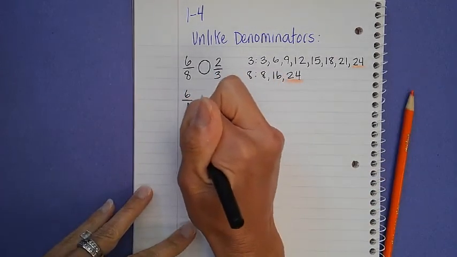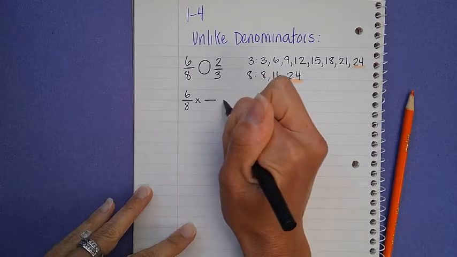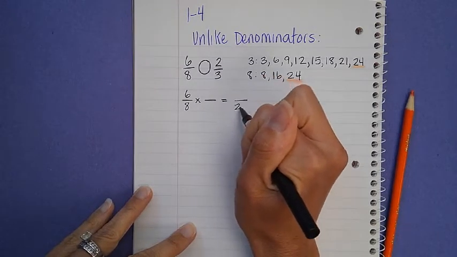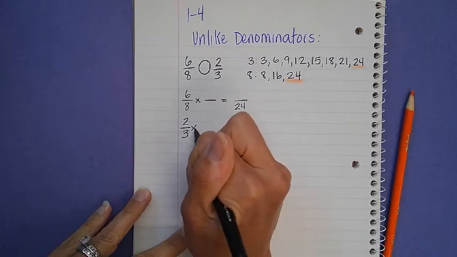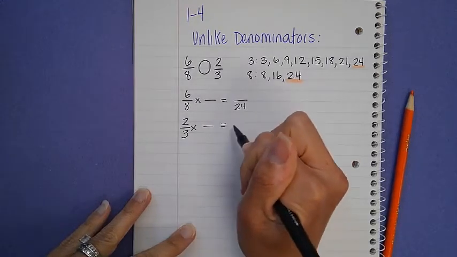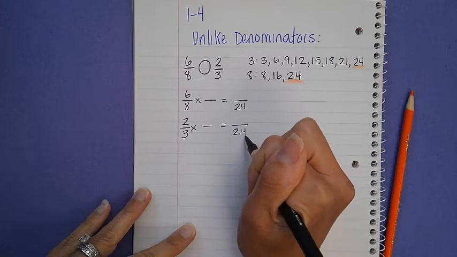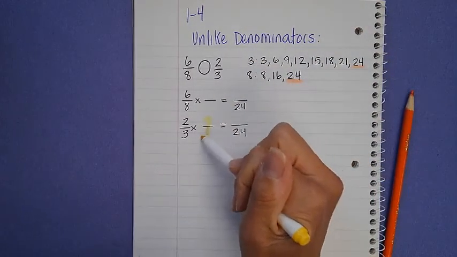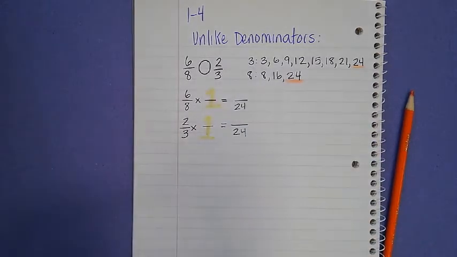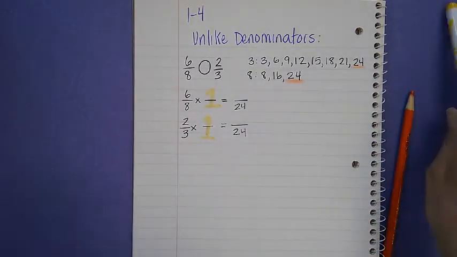So I'm going to take 6/8 and multiply it by a fraction equal to 1 so that it becomes a denominator of 24. I'm going to do the same thing with 2/3. 2/3 times a fraction equal to 1 is going to give me a fraction with a denominator of 24. I'm going to write my 1 here so I remember I'm making this a fraction equal to 1.